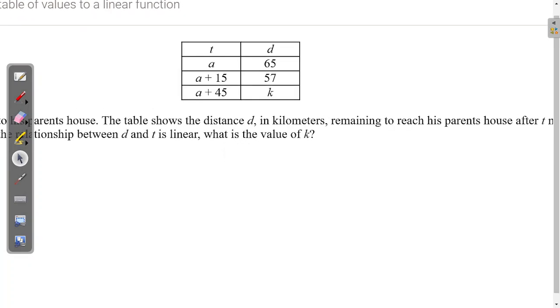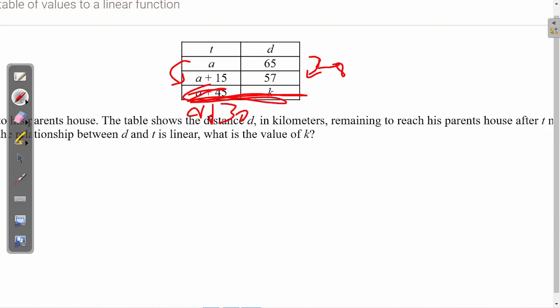Okay. When you add 15 to a, what happens to d? It decreases by, what's 65 minus 57? It's 8. So d decreases by 8. So every time you add 15, it decreases by 8. So this is 15. This is minus 8. So if you do a plus 30, another plus 15, it will decrease by 8 again.